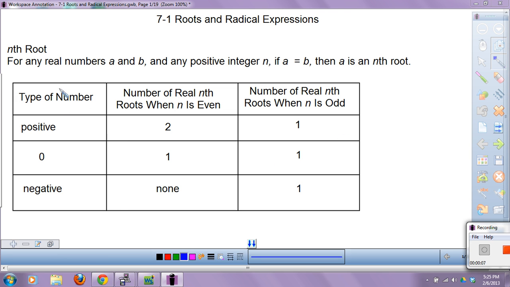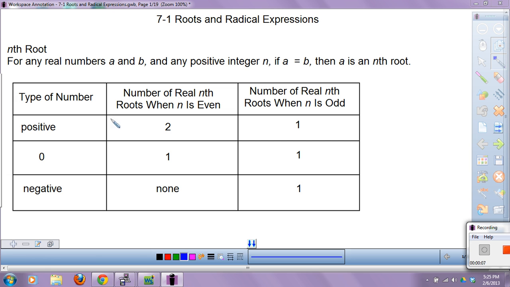This first column is your type of number, so we're going to be looking at positive numbers, 0, and negative numbers. Second column, number of real nth roots when n is even. And the final column, number of real nth roots when n is odd.